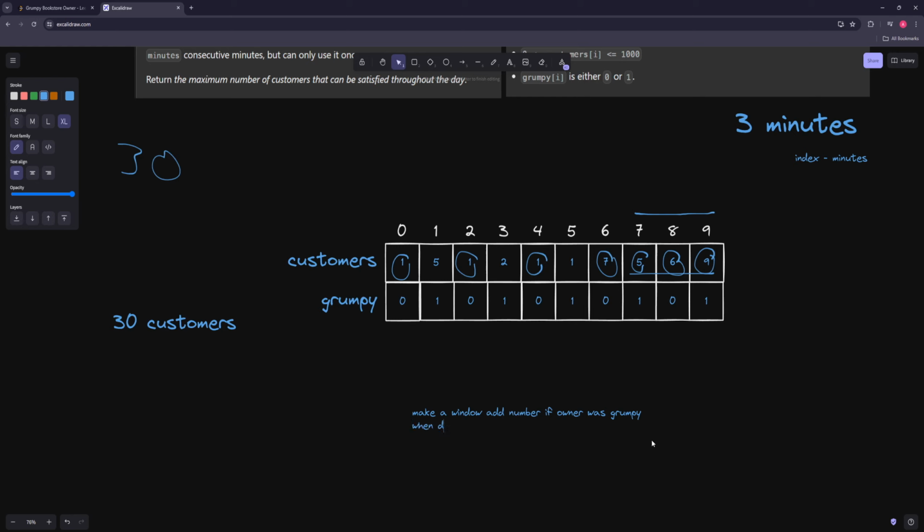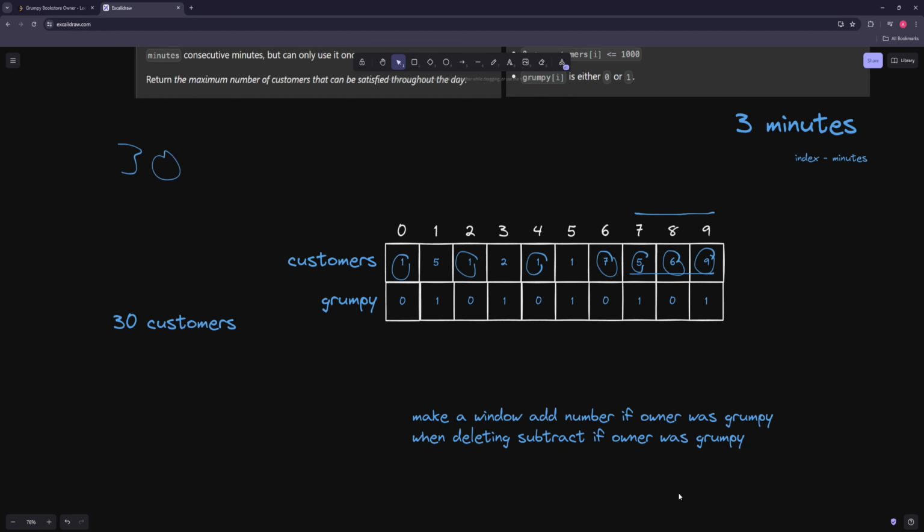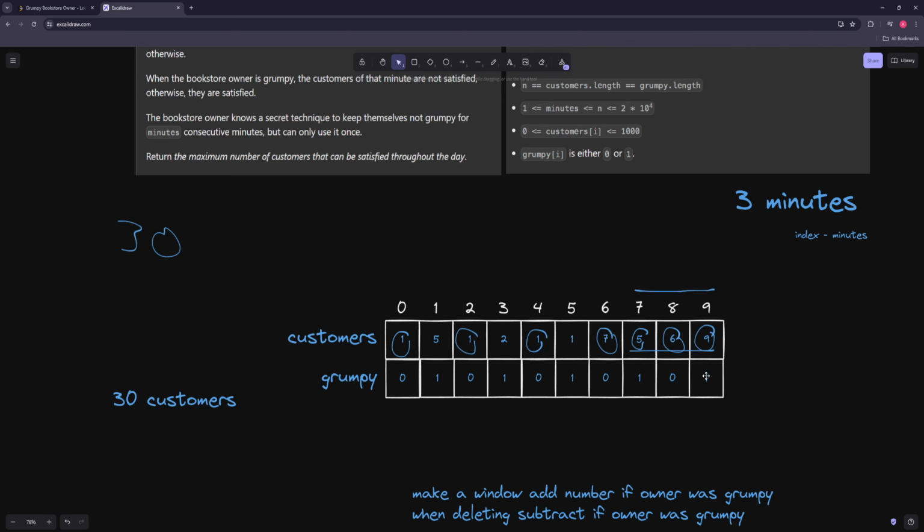And when deleting, delete or subtract if the owner was grumpy as well, right? Because if the owner was grumpy in our window, they won't be, but once they're outside of the window, they'll be grumpy again. So this is like the criteria. Hopefully that's helpful. Pretty easy one. We just maintain a window and check whether they were grumpy or not, and we calculate a total beforehand.